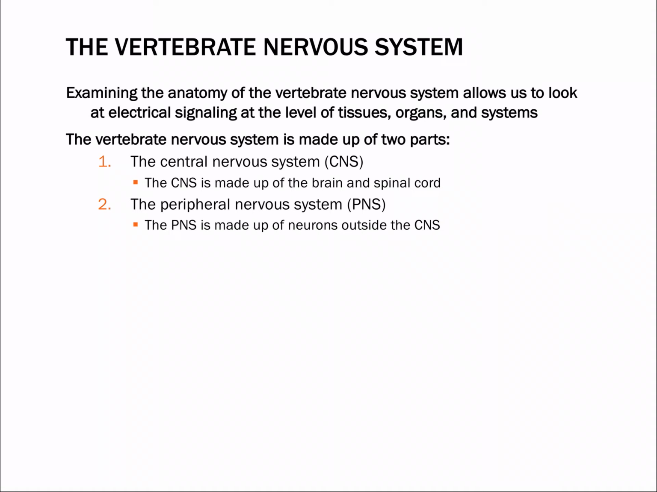When the signal is sent out to elicit a response, it's sent out through the peripheral nervous system. That's made up of all of the nerves that branch off of the brain and the spinal cord. So you've got your cranial nerves, you've got your spinal nerves, and they're all coming off of the brain and the spinal cord, respectively.